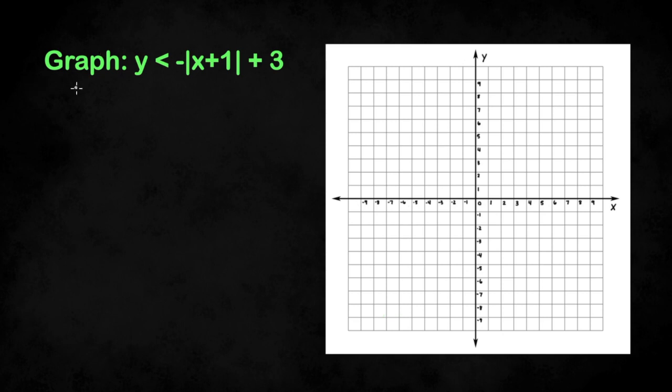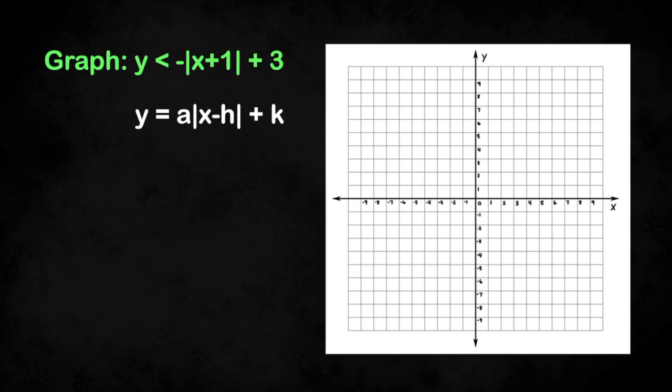Here we are asked to graph the absolute value inequality y is less than negative of the absolute value of x plus 1, plus 3. As always, graphing absolute value inequalities is just like graphing absolute value equations. When graphing an absolute value inequality, it is necessary to make sure that the inequality is in the form y equals a times the absolute value of x minus h, plus k. That way, the inequality will be easier to graph.